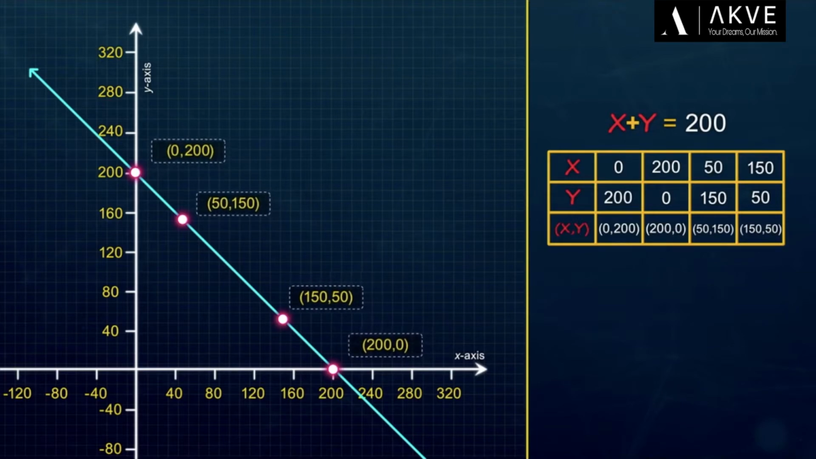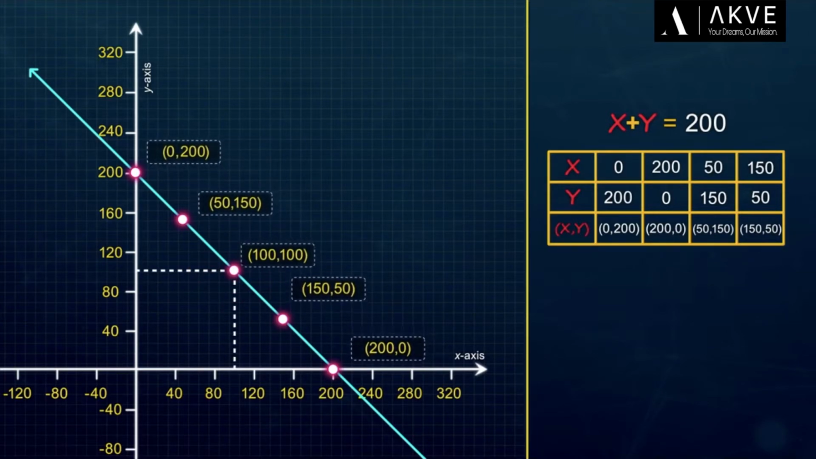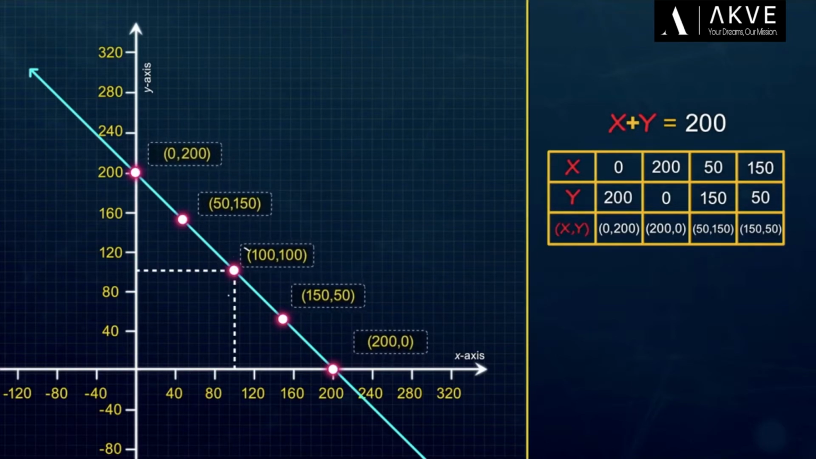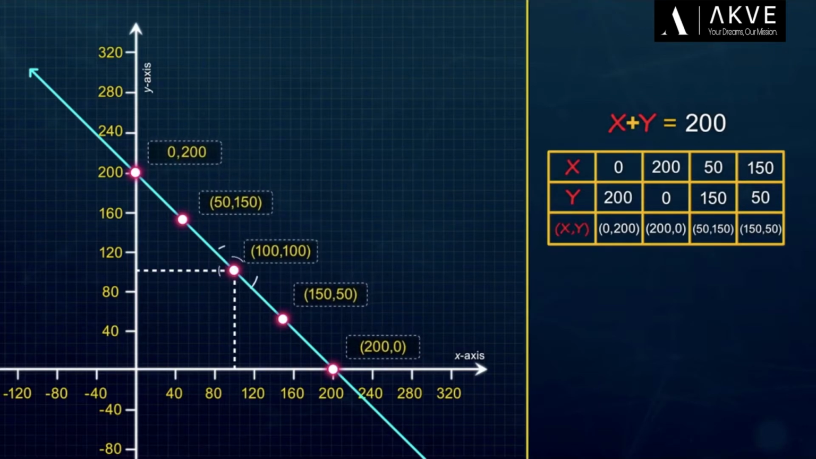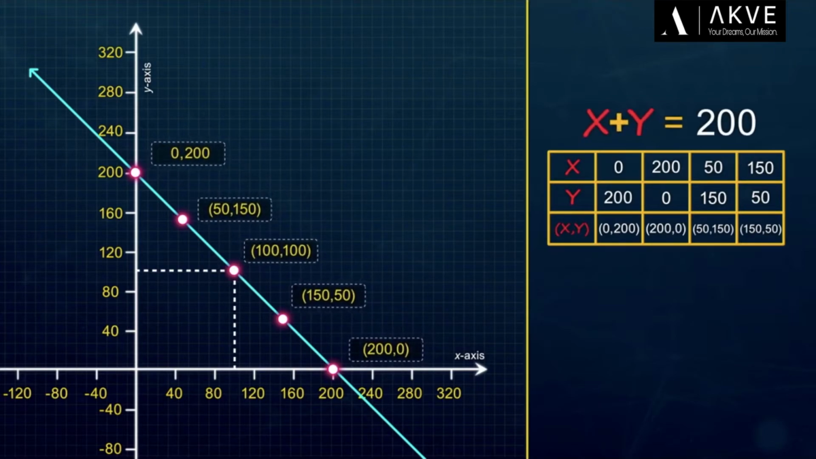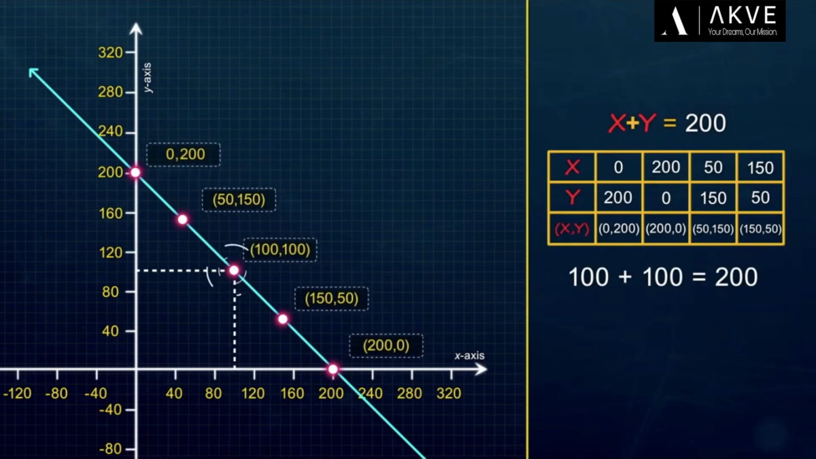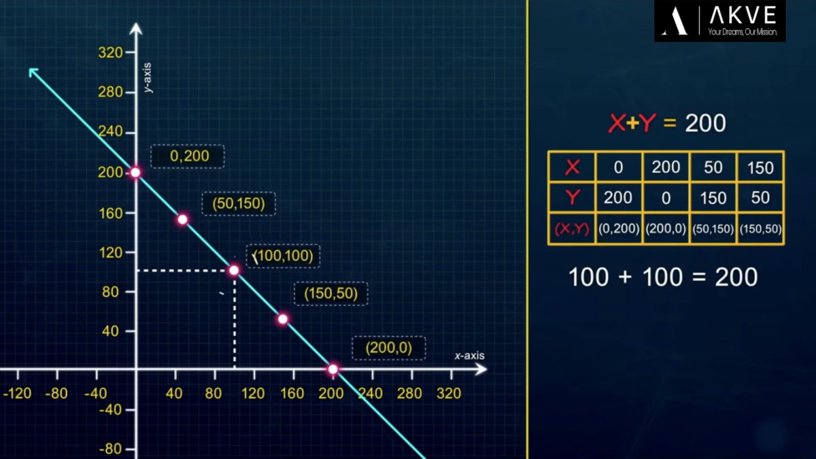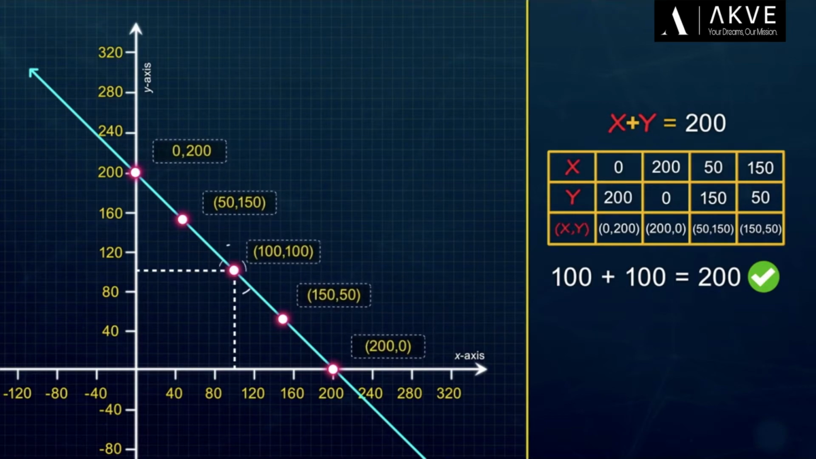Now, let's take a different point on this line. Let's say this one, right? What are its coordinates? Its coordinates are (100, 100). Now, is this ordered pair a solution to the linear equation x plus y equal to 200? Just simply substitute them and check. If we do so, we can clearly see that this ordered pair (100, 100) is a solution to the linear equation x plus y equal to 200.